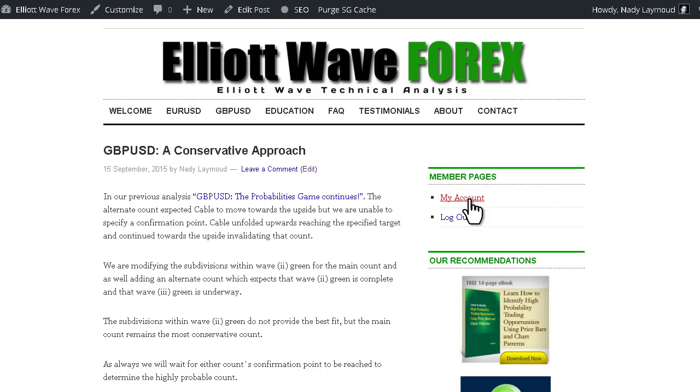We are modifying the subdivisions within wave 2 green for the main count, and as well adding an alternate count which expects that wave 2 green is complete and that wave 3 green is underway. The subdivisions within wave 2 green do not provide the best fit, but the main count remains the most conservative count. As always, we will wait for either count's confirmation point to be reached to determine the highly probable count, and we will assume that both counts have almost equal probabilities at this stage.